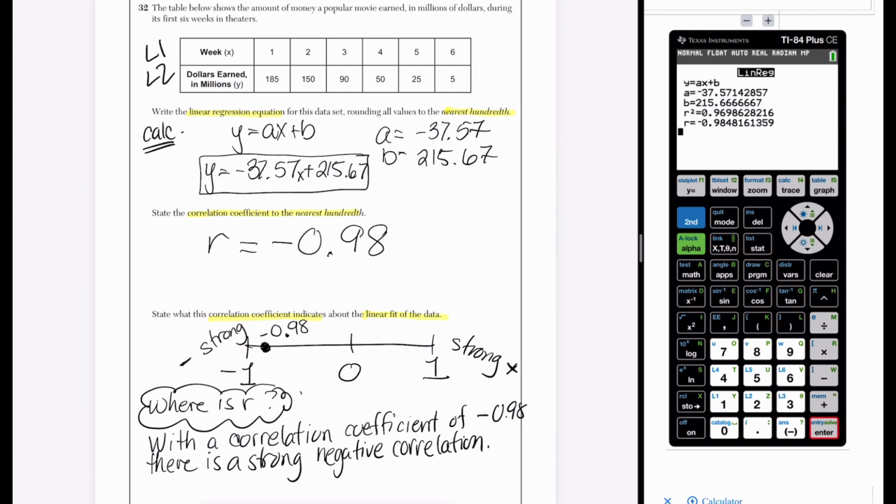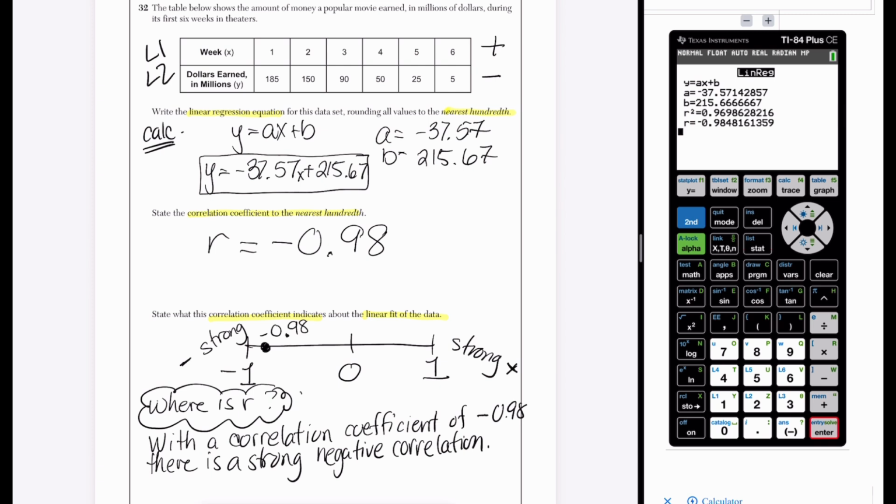What does it mean to have a strong negative correlation? It just means that as the weeks are going up, the amount of money earned goes down. That's literally what we're noticing with the data, right? And it's strongly correlated. These are strongly connected to each other. But this is all I would have to write: with a correlation coefficient of negative 0.98, there's a strong negative correlation.